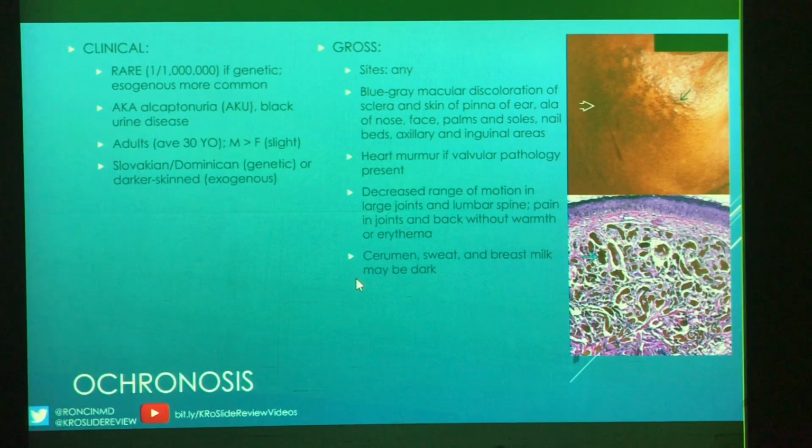Again, any skin. There can be heart murmurs if there's valvular pathology. They can have decreased range of motion in extremities and their spine if it's involving that. And there can also be pain associated with that. And because of all the pigmentation, any fluids in these areas can also be dark. So whether we're looking at cerumen or sweat or even breast milk can all be dark if they're in areas that are associated with ochronosis.